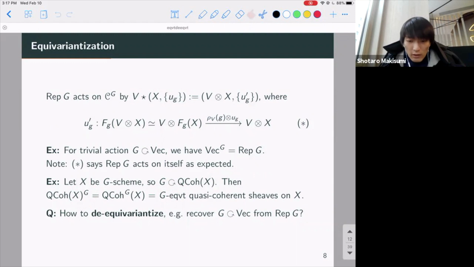So how do you de-equivariantize? So for example, how can you somehow recover from rep G? Just knowing rep G as a category over it, as a module category over itself, can I recover a trivial action of G on vector spaces in some natural way?